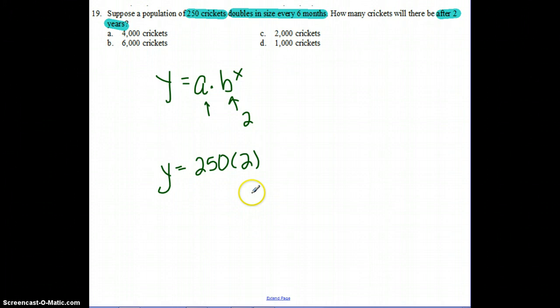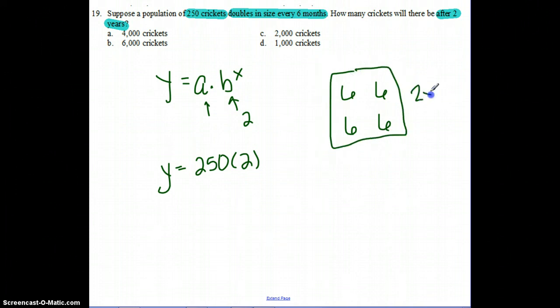Now this one says it's going to double every 6 months, so they want to look at it for 2 years. So after 6 months it doubles, another 6 months it doubles. That would be a year. Another 6 months it doubles, and then another 6 months that it doubles. So this grouping of 6 months is what it would be for 2 years. And that means it happens 4 times. That means that there's 4 in this spot.